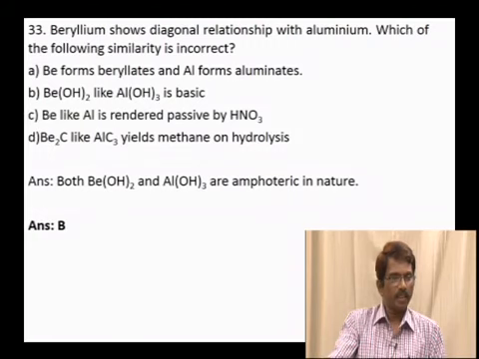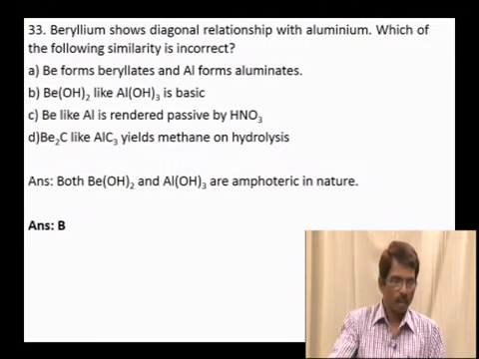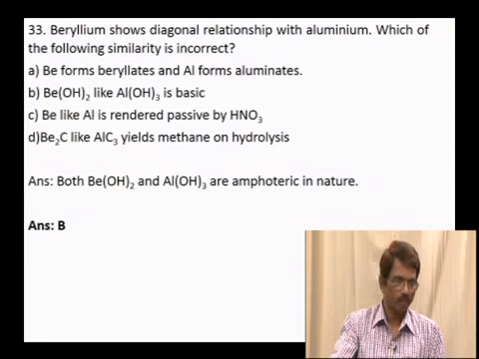Question number 33, beryllium shows diagonal relationship with aluminium. Which of the following similarity is incorrect? The diagonal relationship is the similarity in the properties of elements of second period with those elements placed diagonally opposite to them. So beryllium and aluminum is one such pair which exists diagonal relationship, and the beryllium forms beryllates and aluminum forms aluminates. That is one common phenomenon which is found with both beryllium and aluminum.